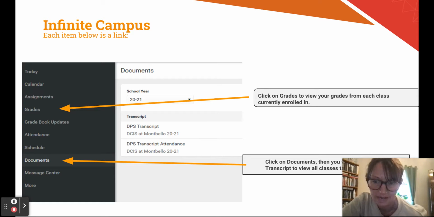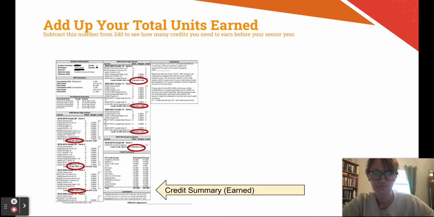Okay, so you're going to click on Documents. And when you click on Documents, you're going to see this screen here that says Transcript. It has DPS Transcript, and then it has DPS Transcript and Attendance. And you're going to click on the top one, the one that just says DPS Transcript, okay? So everyone do that. And this is what your transcript looks like.